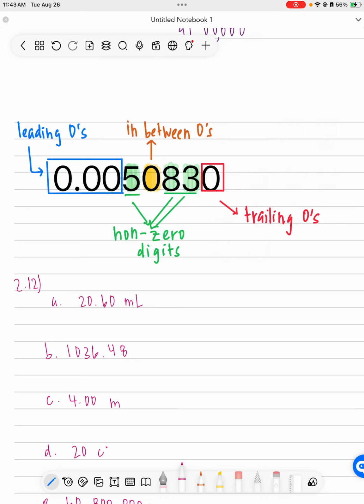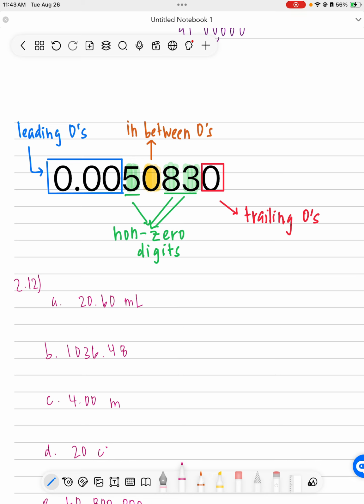Okay, now we're going to work on chapter 2. I'm doing problem 2.12. He asks you to do 2.11 and 2.13, both of which have answers. So for 2.12, it's asking us how many significant figures are in each of the following numbers.